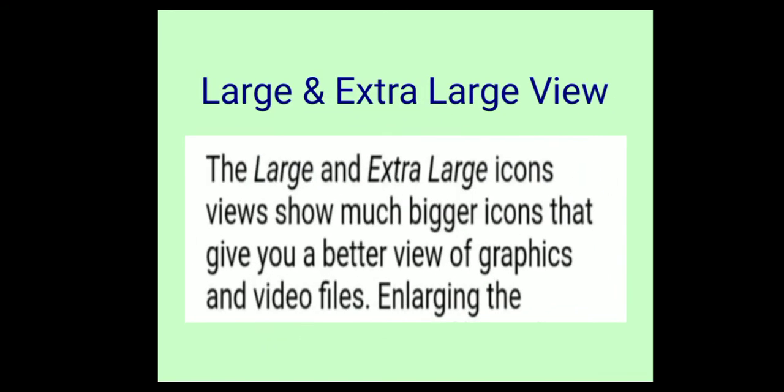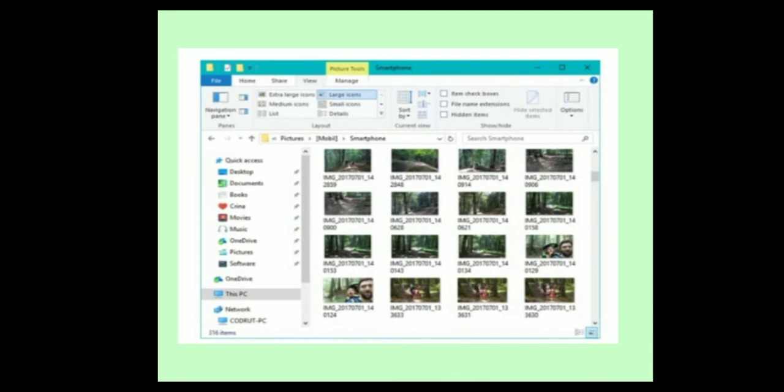First, large and extra large view. The large and extra large icons view shows much bigger icons that give you a better view of graphics and video files. It means large and extra large view show the file and folder in a large size and it is easy to identify. Here is the figure of large and extra large view. When you select the large and extra large view, your file or folder is shown in big size and is easy to identify.